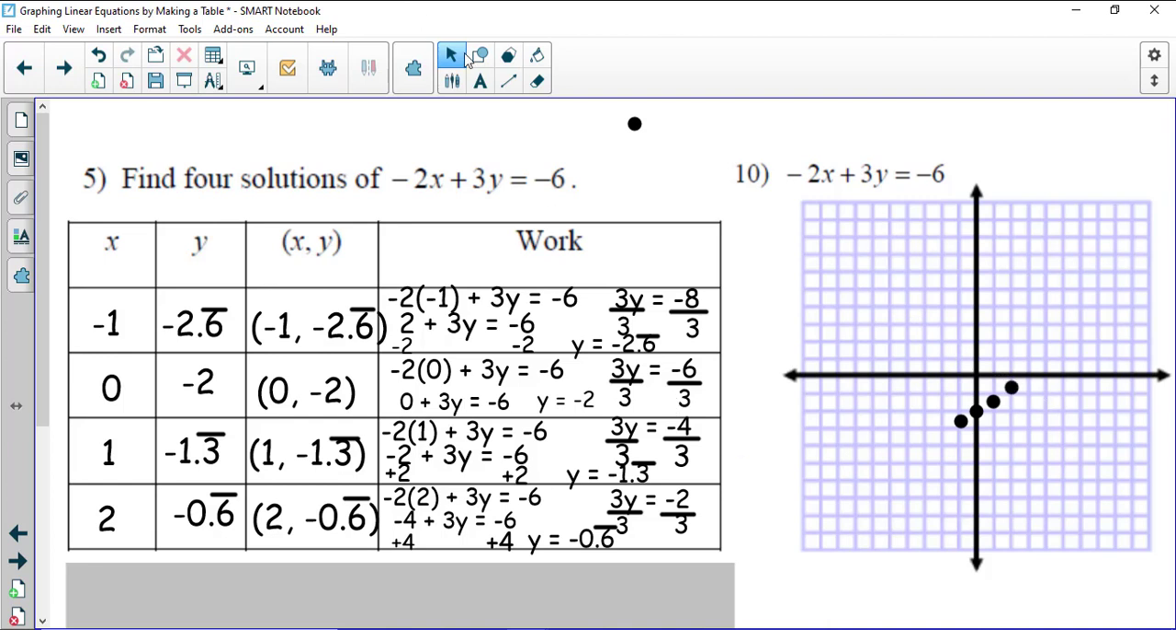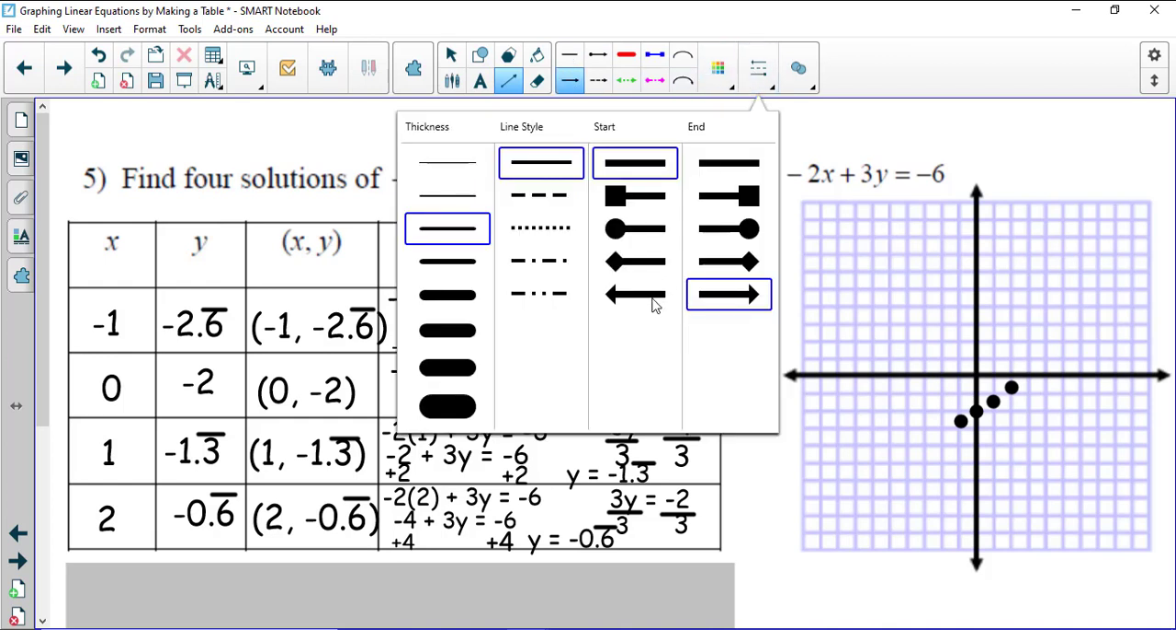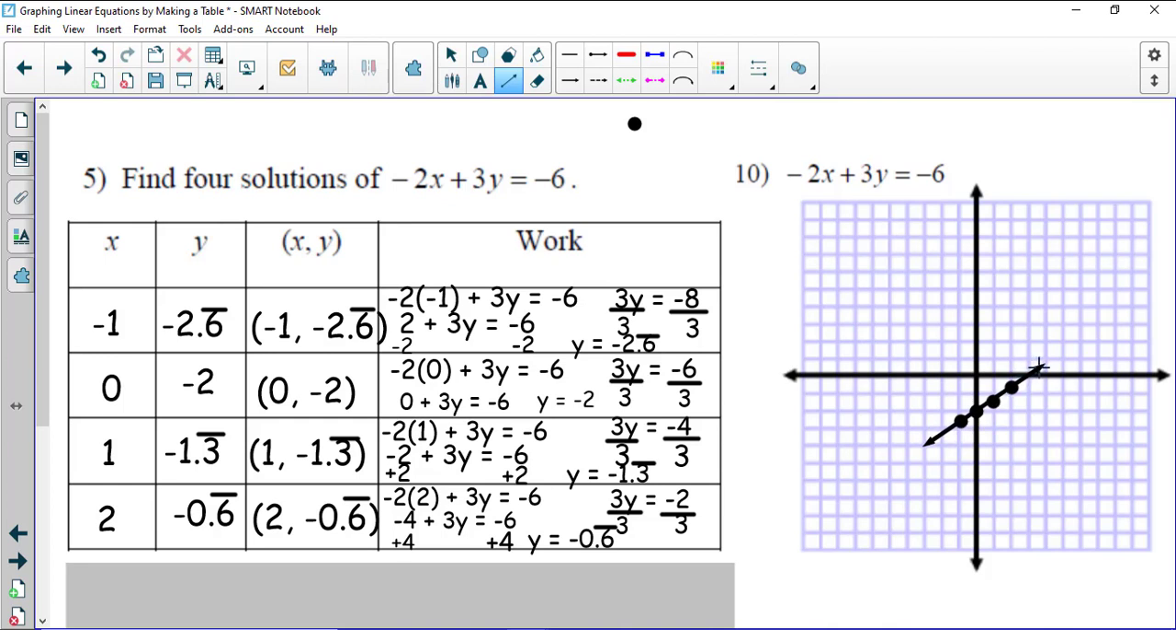So they do form a line. Again, as I said, all those points are going to be really close together just because of what we chose, but you can choose any values for x that you want. So if you spread those out a little bit, the points would be a little bit more spread out.